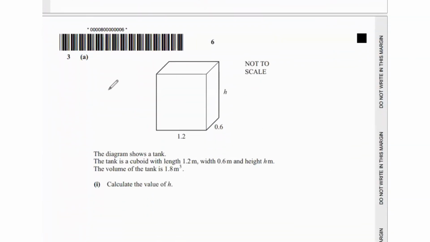Question 3 says the diagram shows a tank. The tank is a cuboid with length 1.2 meters, width 0.6 meters, and height h meters. The volume of the tank is 1.8 meters cubed. Calculate the value of h.